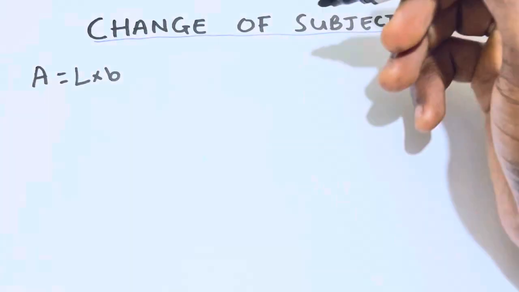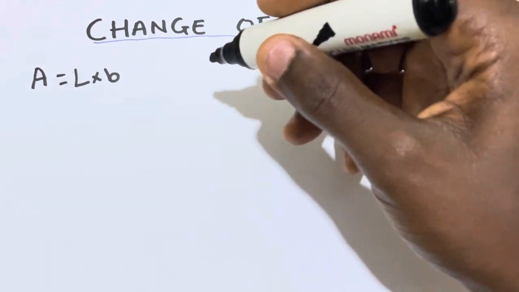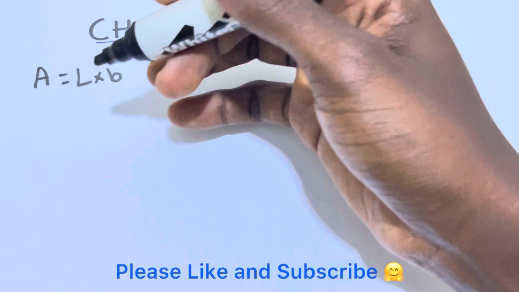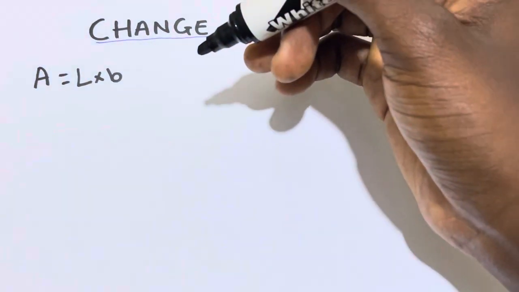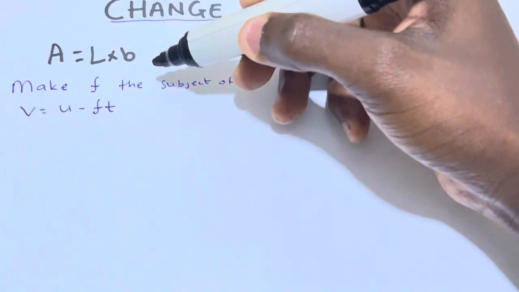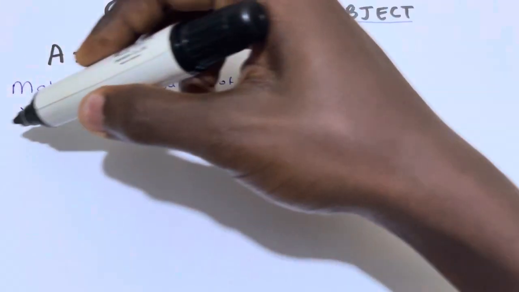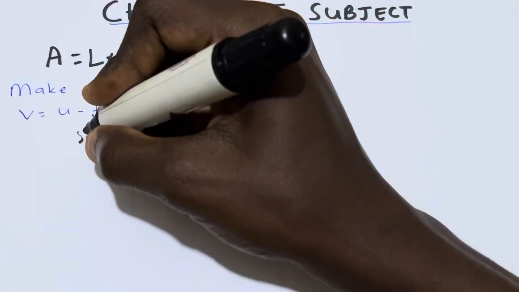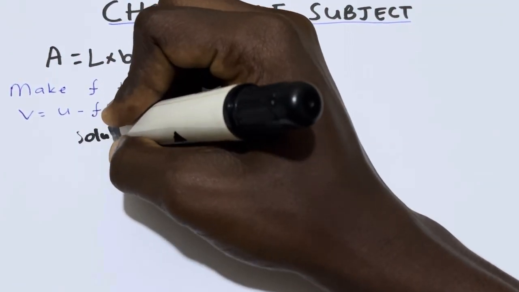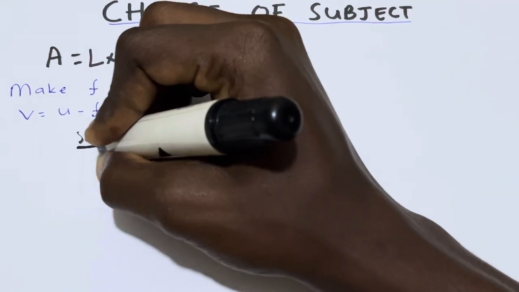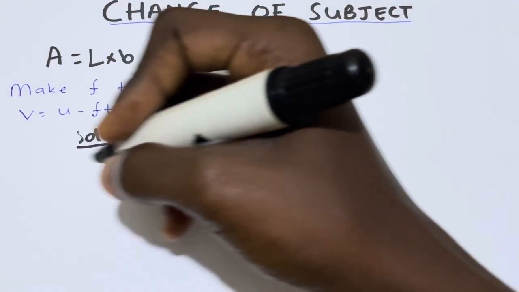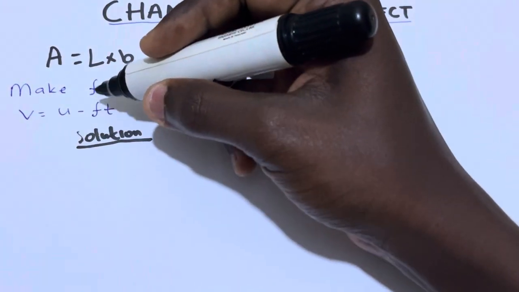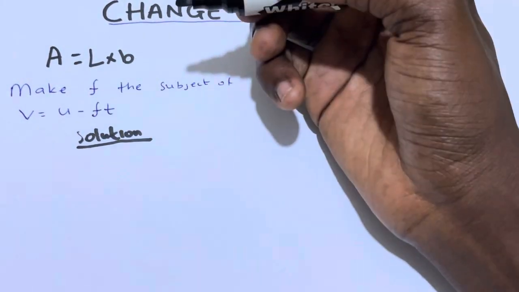Before we go to this, we first tackle a subtopic under change of subject. That is, transposing a formula of a linear form. That is, if you are to make f the subject of the following equation, how are we to solve for this? Write our solution. In the linear form, you have to know that you have to make the f stand on its own together with anything attached to it.